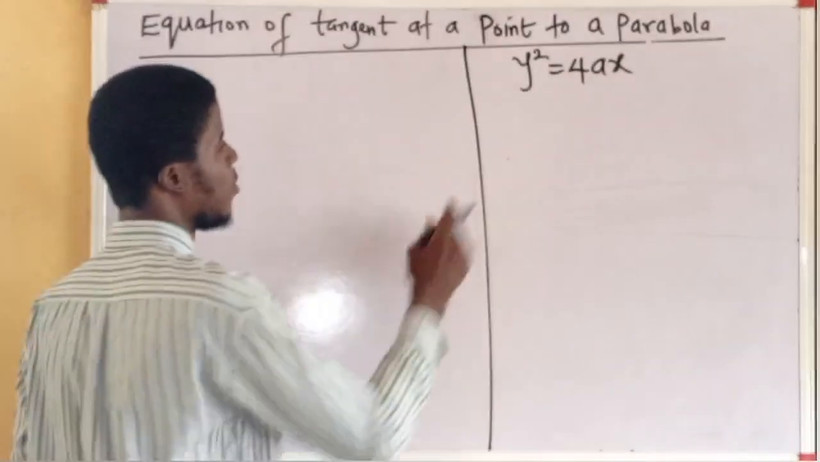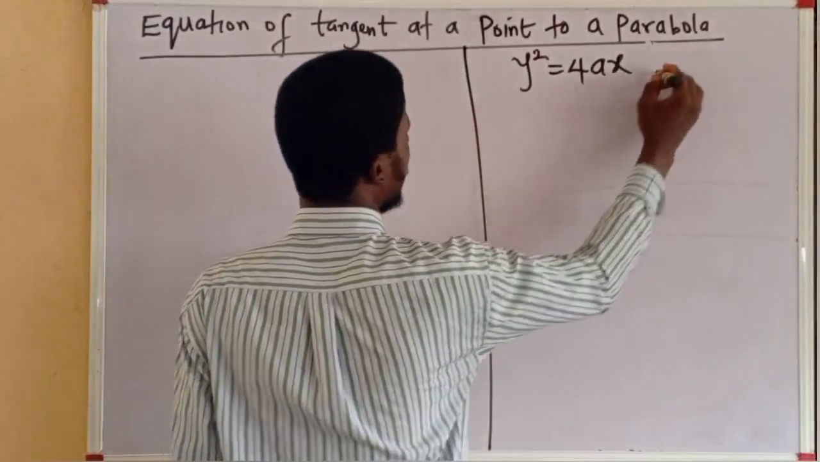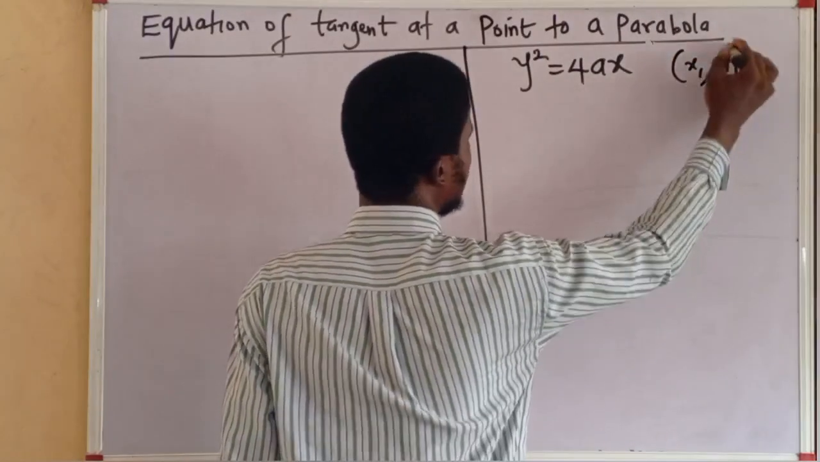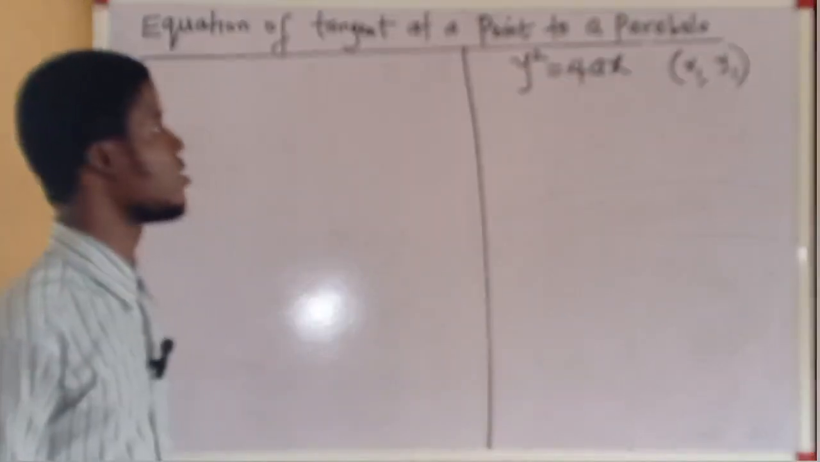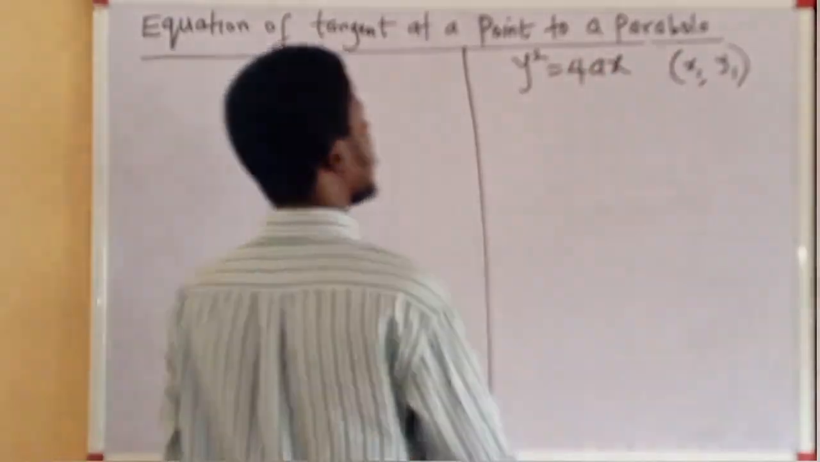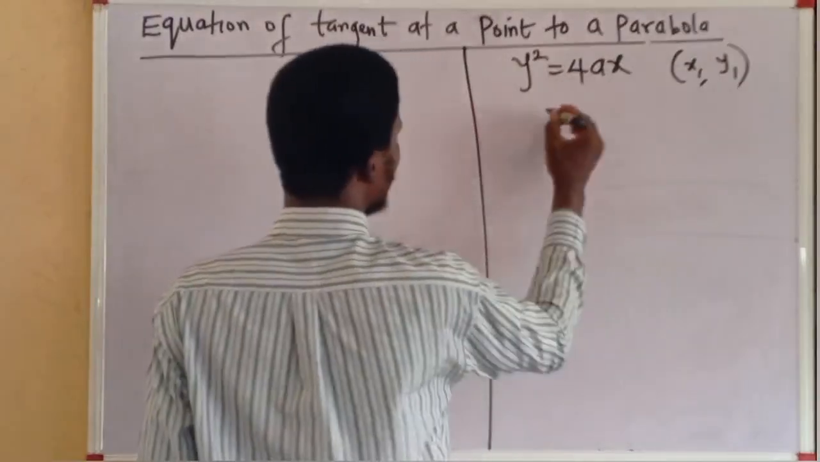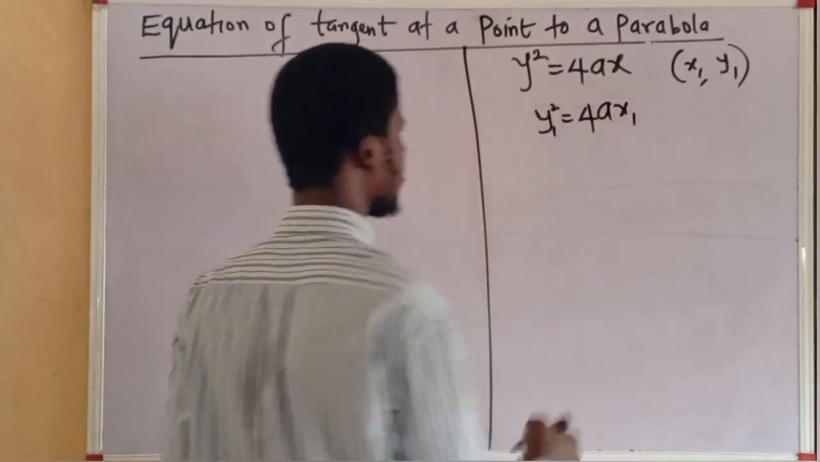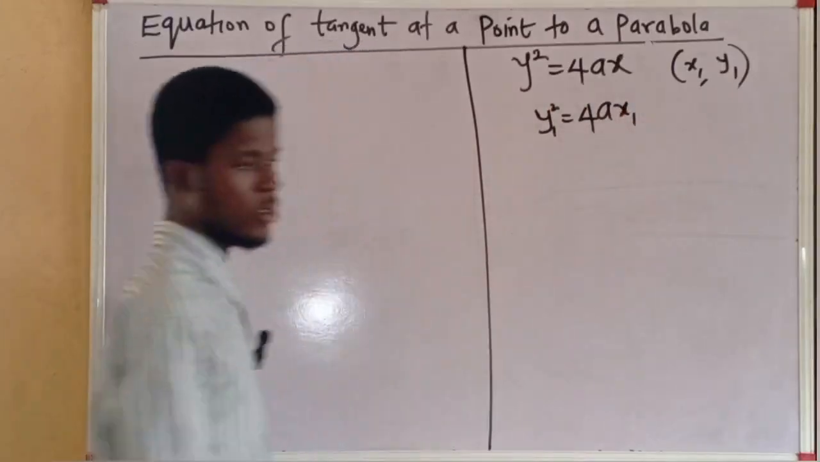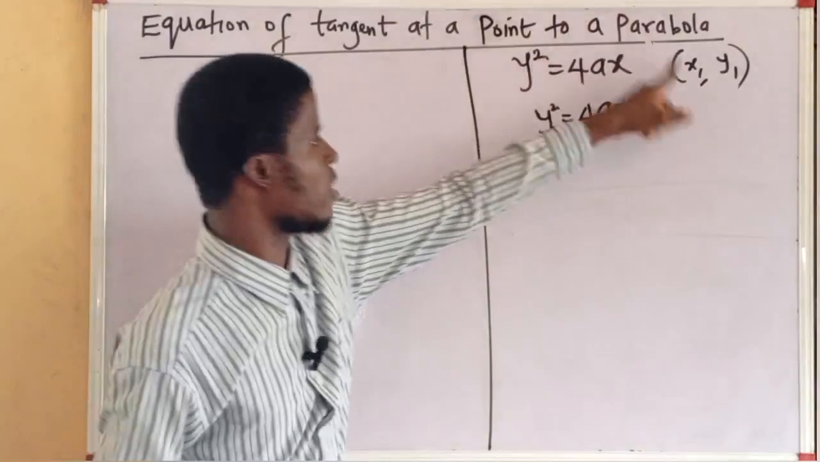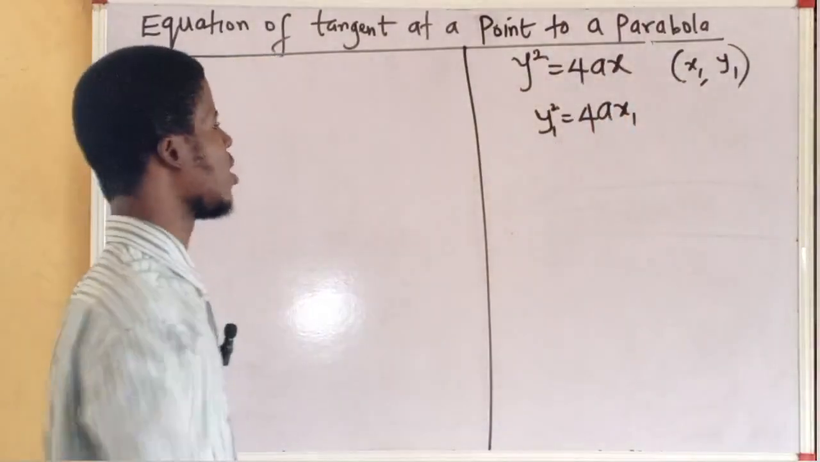So, let's say a point (x1, y1) lies on this parabola. So we can say that this point satisfies the equation y1 squared equals 4ax1. Yes, the point lies on the parabola, so it satisfies this particular equation.